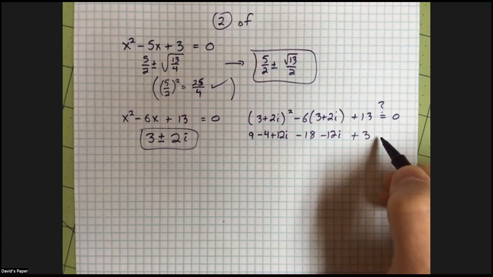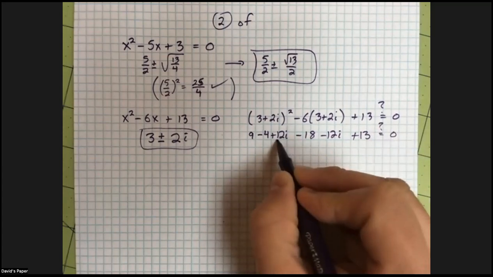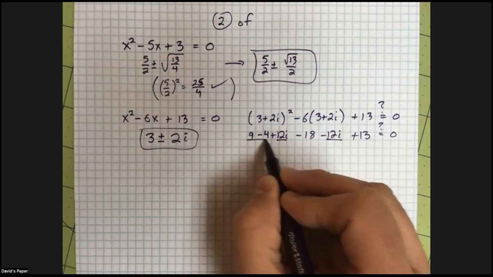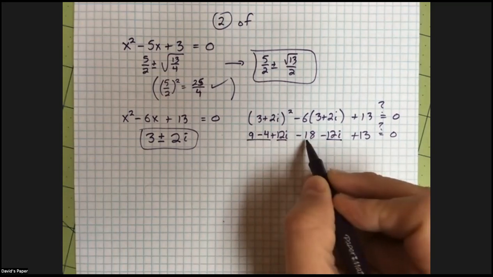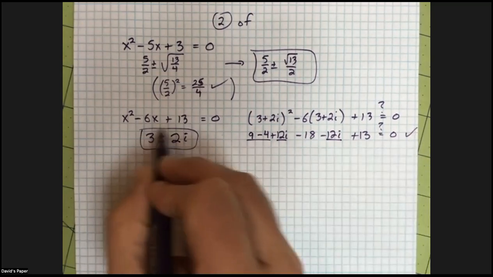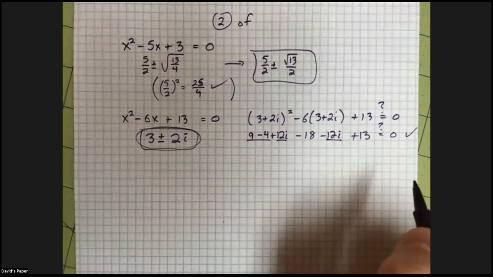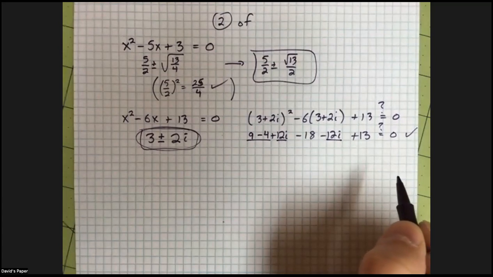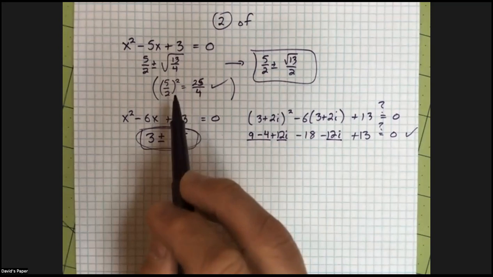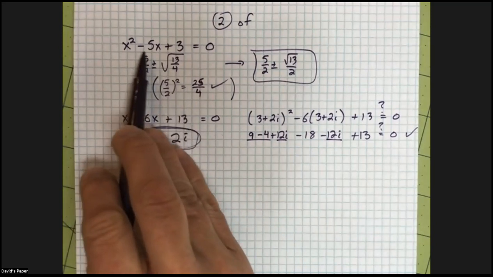Well, I'm either telling the truth or I'm not telling the truth. So the 12i's cancel out, as you can see. And then here I have 9 minus 4 is 5, but negative 18 plus 13 is minus 5. I got my 0. These are the roots. So as I've demonstrated, this technique that I'm showing you right now, I can do any quadratic equation.